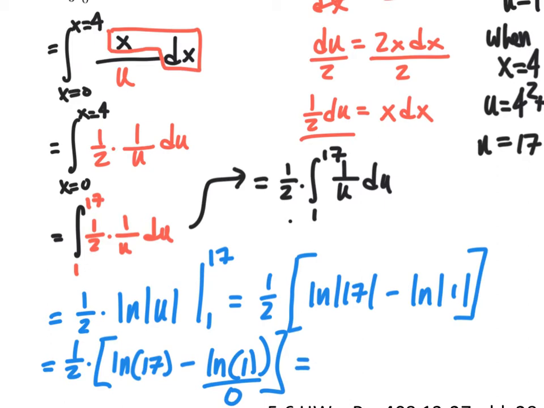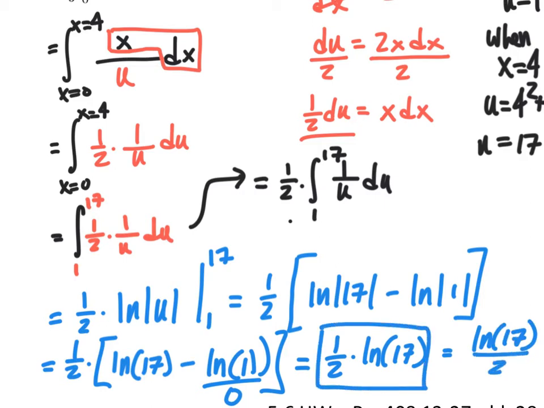So then my final answer is just 1/2 times the natural log of 17. Okay? And you could even write that as the natural log of 17 over 2. However you feel, it doesn't matter, they're both the same thing. But that's it. That's the area under the curve.